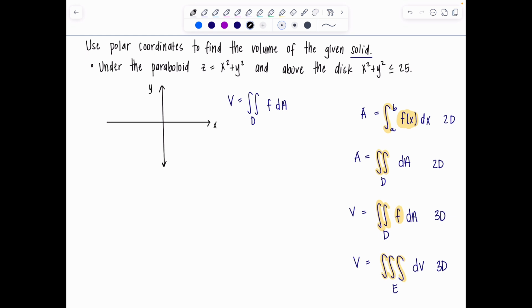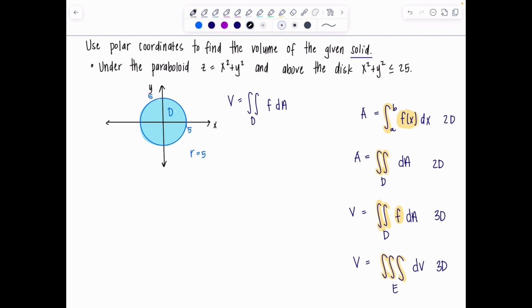Here's x, here's y. x squared plus y squared less than or equal to 25. This tells me the region D. If we're calling it D, you could call it R, doesn't really matter. Circle, radius is 5. Very good. This is the region D. Let's slap some labels on there so we feel good about ourselves.